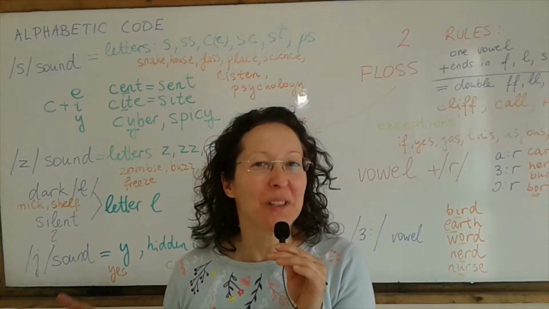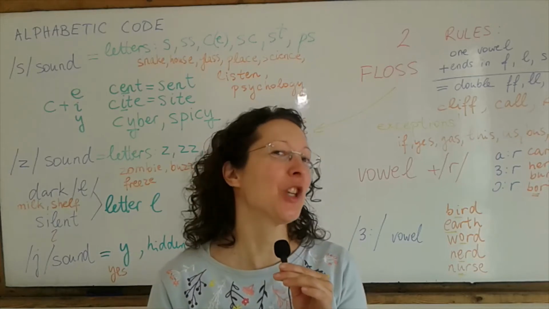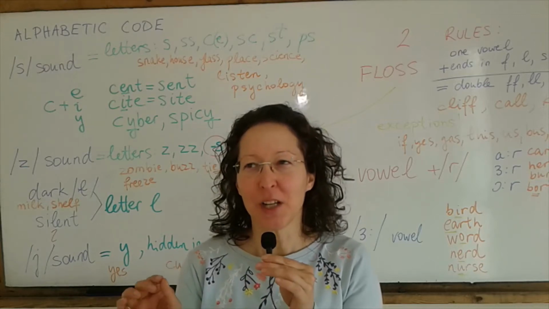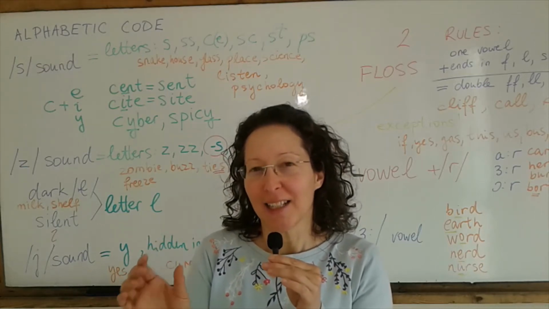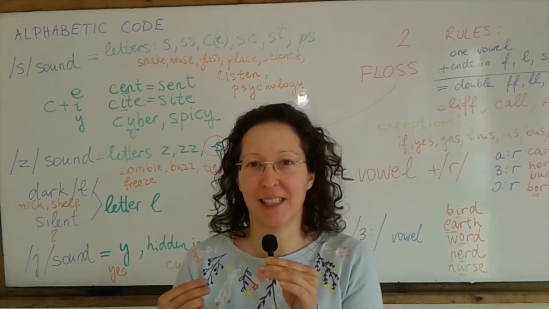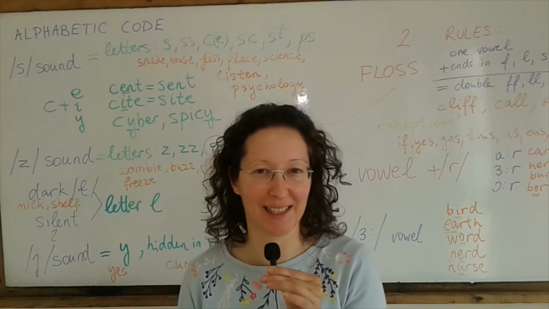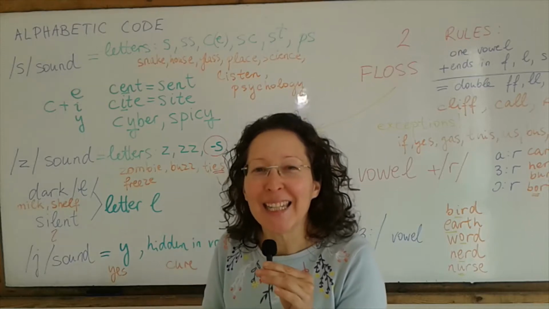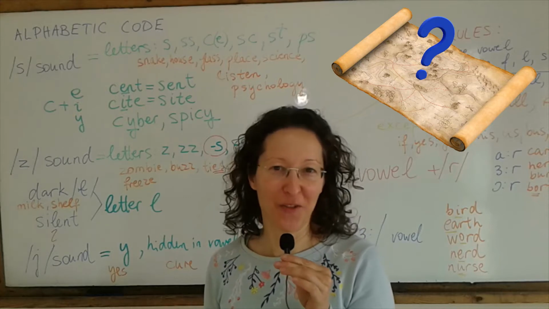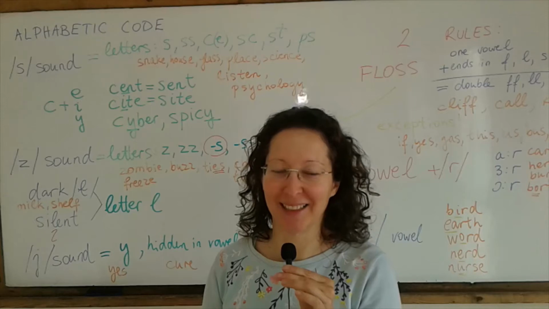The alphabetic code tells us which sound is represented by which letter in spelling. So it kind of gives us the code of how to write certain sounds, but it also gives us the hint of how to read certain letters. It is the key, or you can call it the legend, to read the map of the language. In English, this code is a little bit complicated.